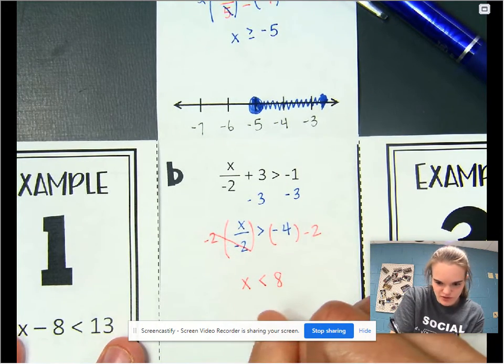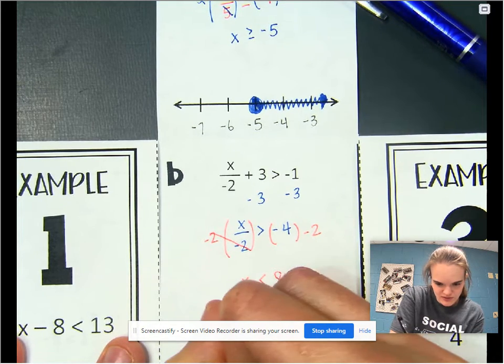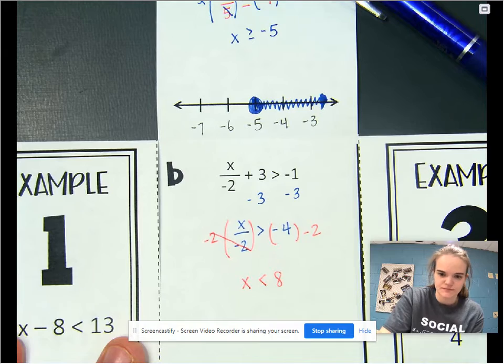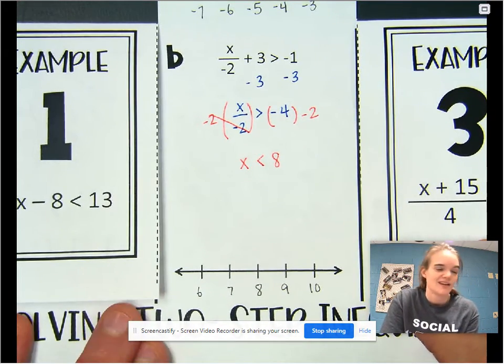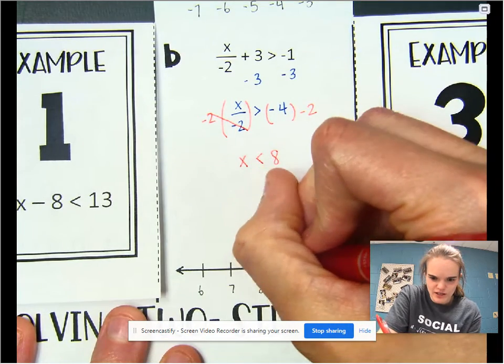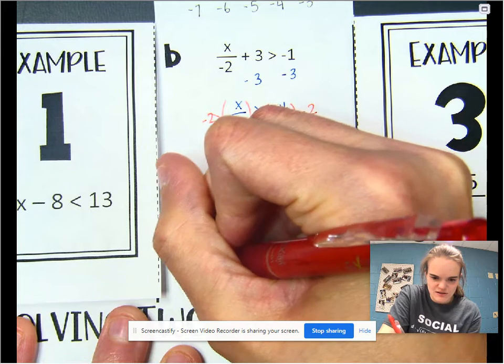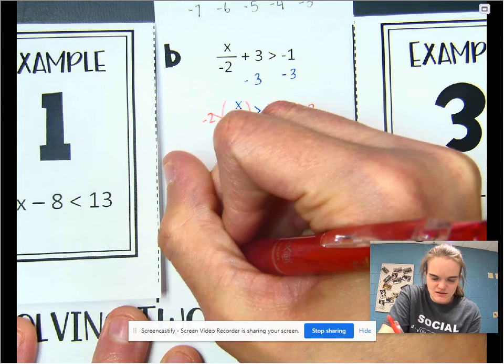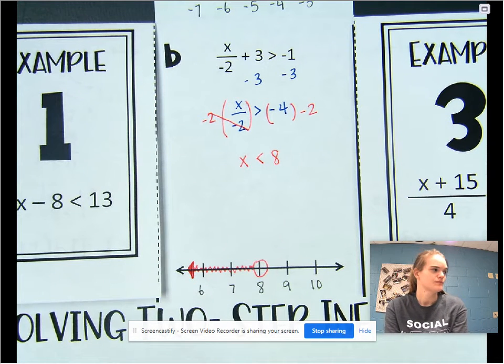So 8 goes in the center. 9, 10, 7, 6. Okay. Not that you can see that. Open circle on 8. Shade to the left. There you go.